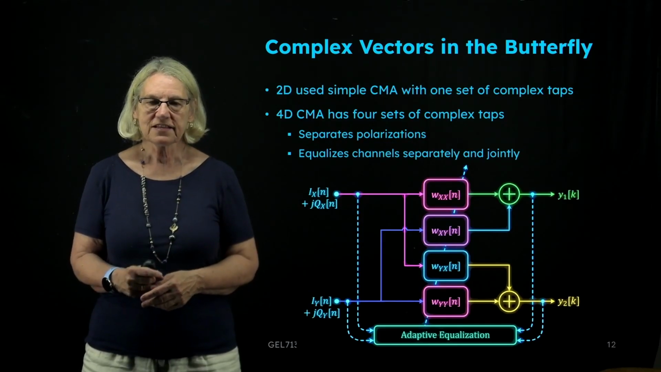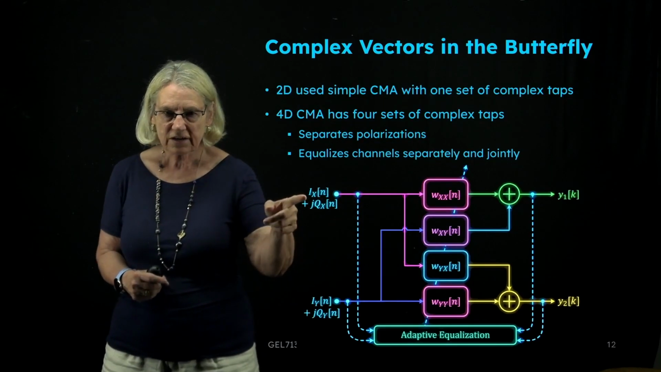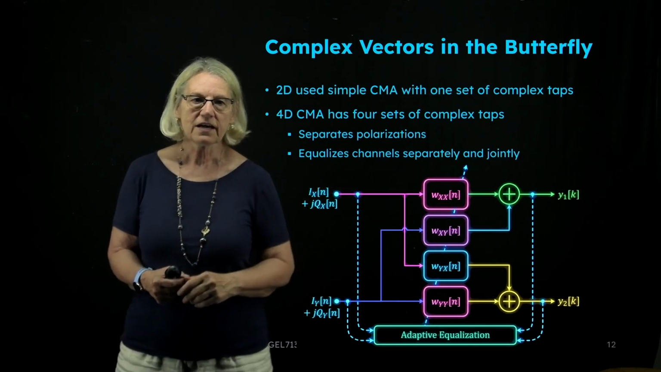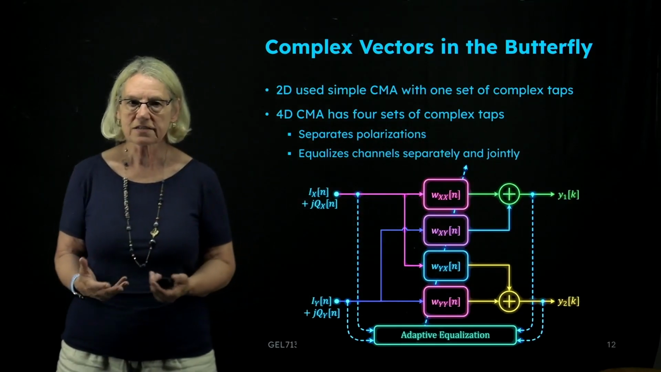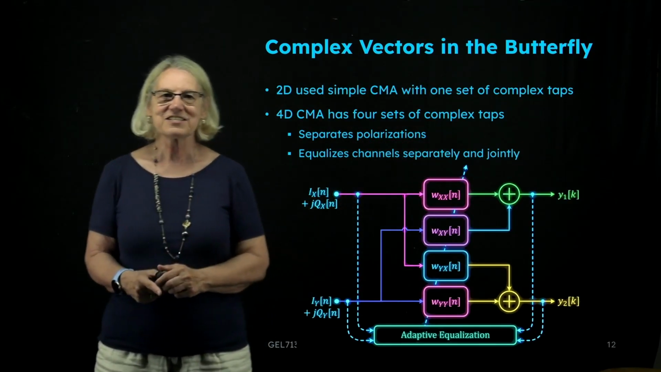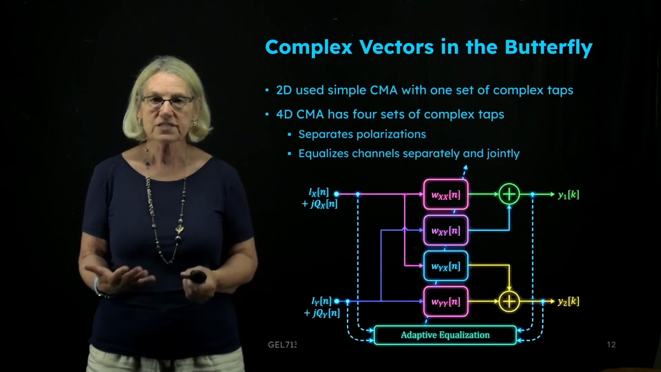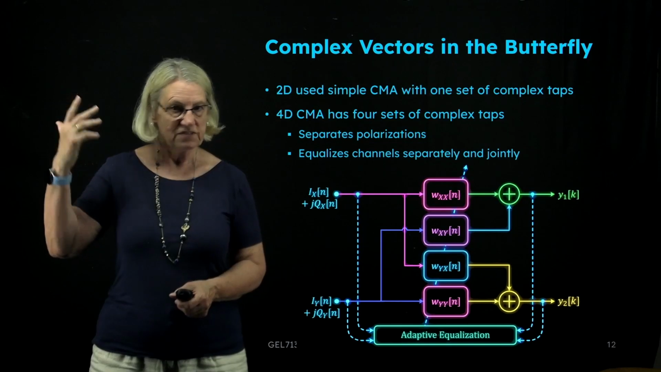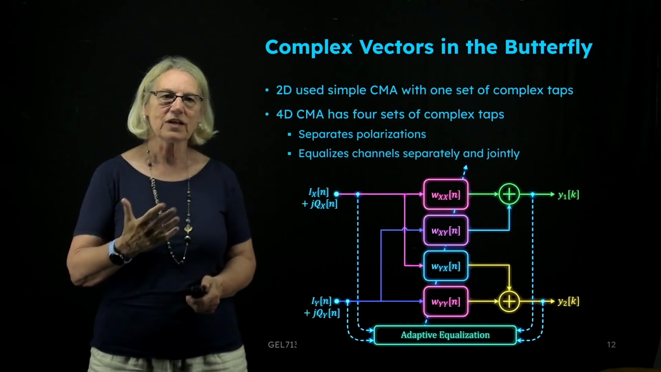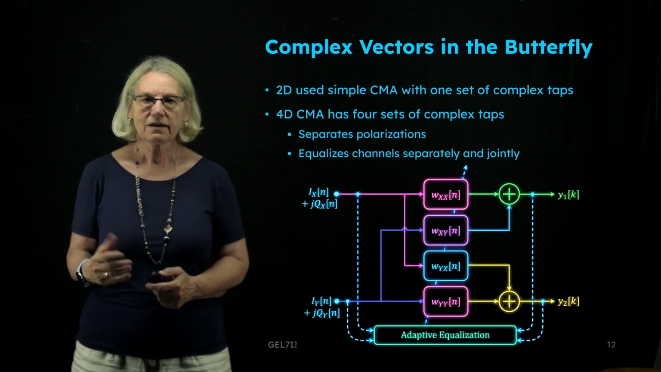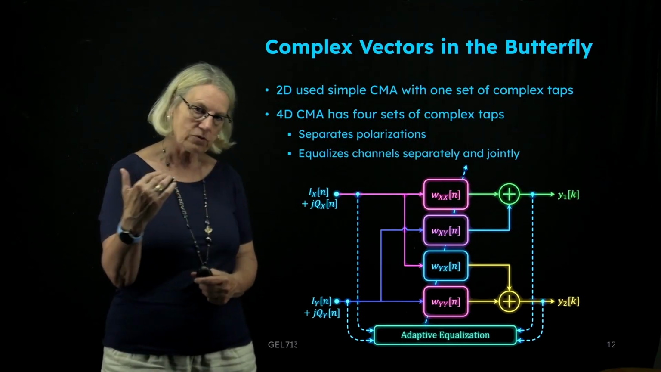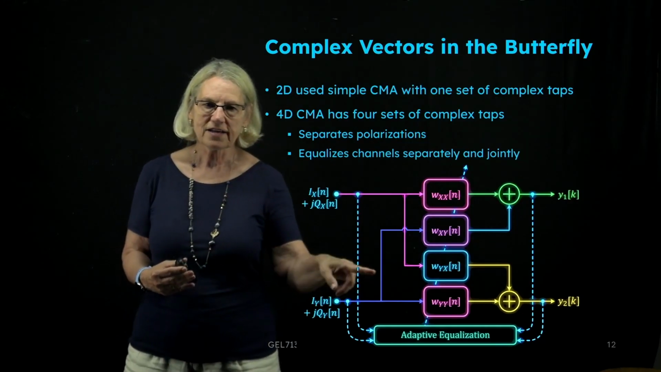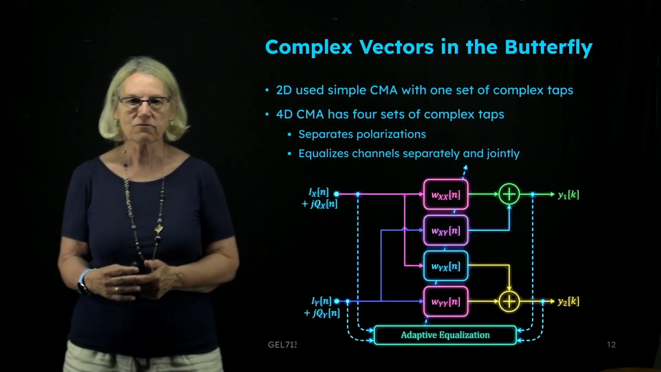Remember that these weights are, of course, complex numbers, as I show explicitly here, coming in. And so the taps here are also complex, and what comes out are complex. So the 4D CMA has 4 sets of complex taps, and these separate the polarizations in terms of the data, and it equalizes the channels separately and jointly. It looks at the X polarization channel, and the through path will equalize for that, as well as the cross path for rotation.